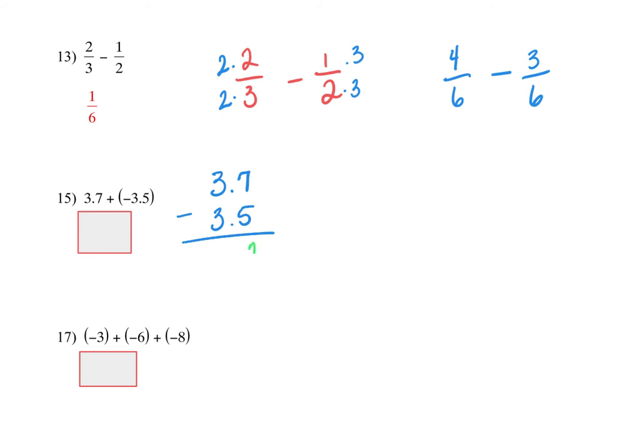7 minus 5 gives me 2. Remember to bring down this decimal right here. 3 minus 3 is 0. Which was larger? The positive was larger, so my answer is going to be positive 0.2. Positive 0.2.